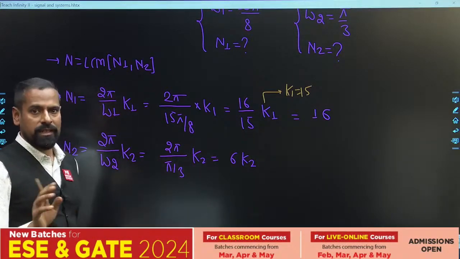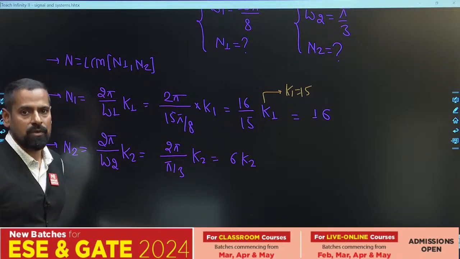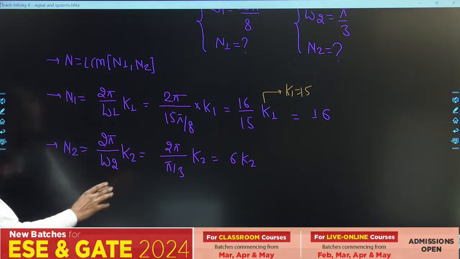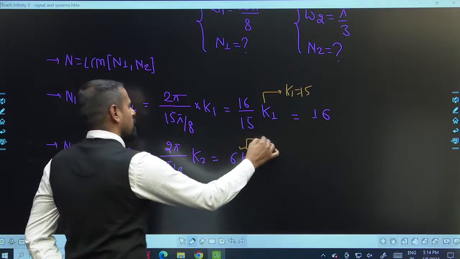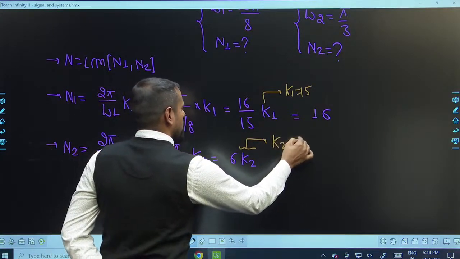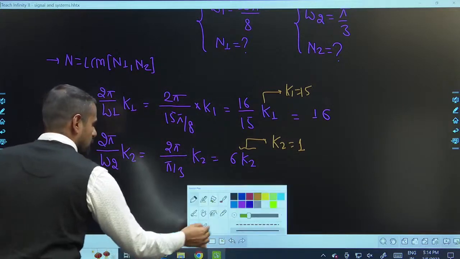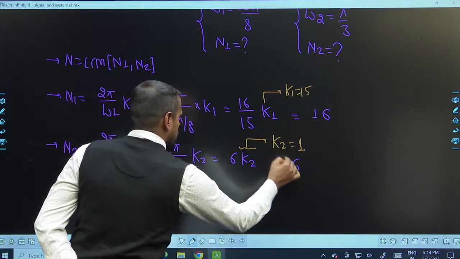Again, what is k2? k2 is the least integer value for which n2 is an integer. So k2 is a least integer value for which n2 will also be an integer. So if we put k2 as 1, then n2 comes out to be 6.